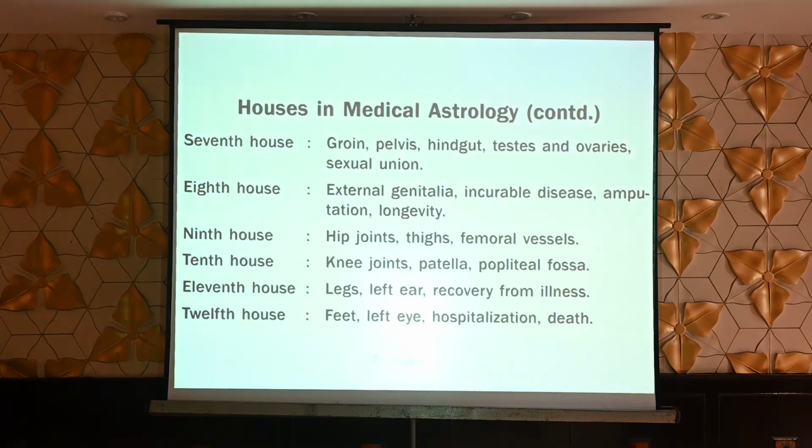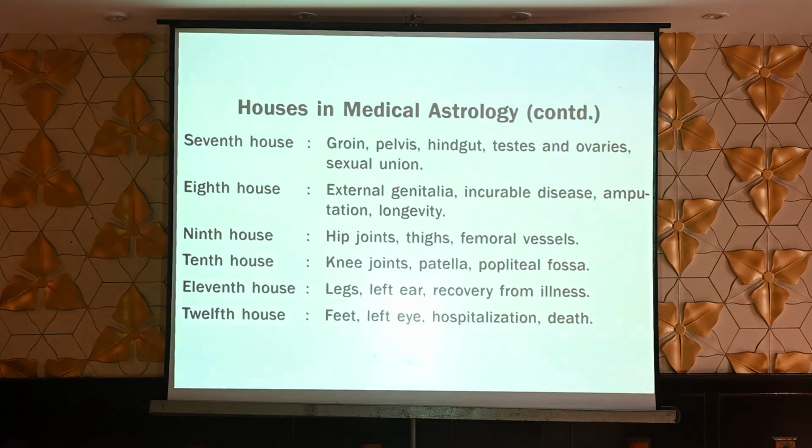Ninth, hip joints, thighs, femoral vessels. 10th house is knee joints, patella, popliteal fossa, which is the hollow behind the knee joint. 11th house is legs and recovery from illness. We have considered 5th as the recovery from illness. 11th also is recovery from illness. 11th house is the house of gains. So gains for the individual.